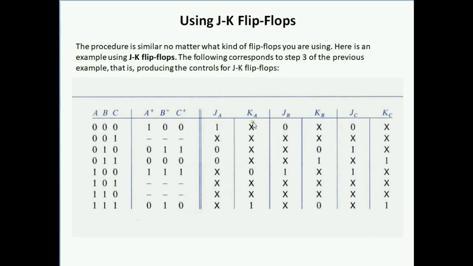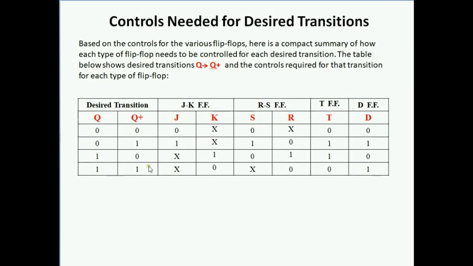So this is what is entered right here on the table, 1 and don't care for JA and KA, the controls for flip-flop A. The controls for flip-flop C, going from 0 to 0. We have a transition from 0 to 0, no transition in other words, and a flip-flop JK, therefore we need these controls, 0 and X.